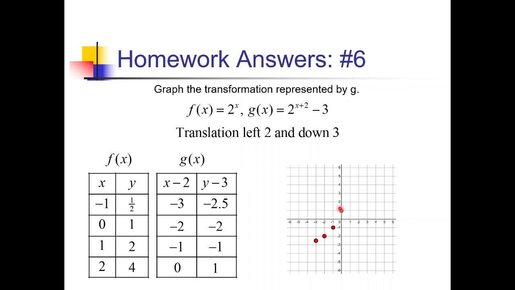I do have a horizontal asymptote for these exponential functions. Since I shifted this down 3, my new horizontal asymptote is now y equals -3 rather than the x-axis. So just graphing this all out, here's what we end up with for our exponential function.